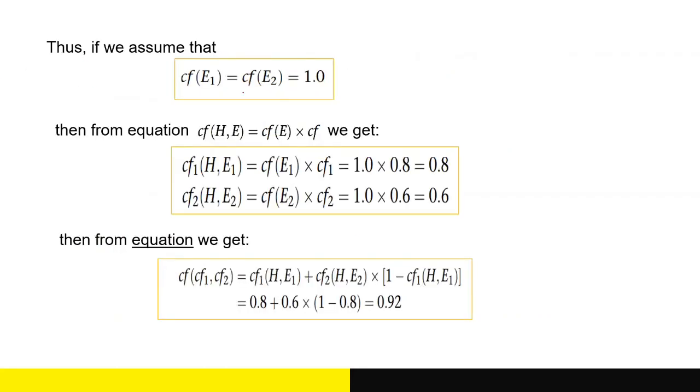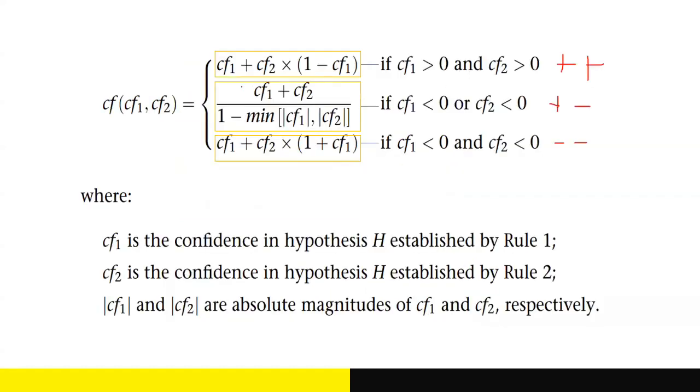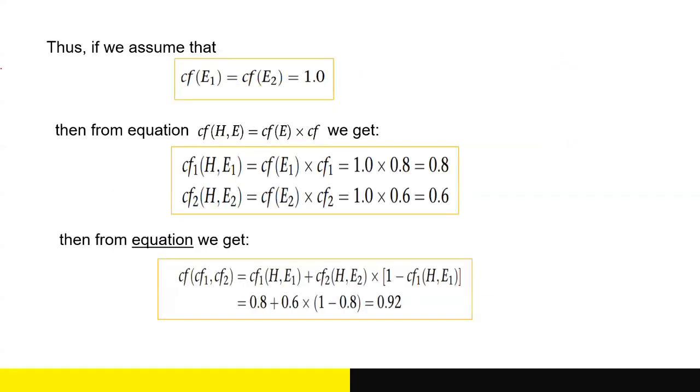So thus, if we assume that certainty factor of evidence 1 and certainty factor of evidence 2 are equal to 1, so both positive siya. So ang gagamitin po natin is this one. So, from the equation, kung natatandaan po natin is the single antecedent. So, certainty factor of hypothesis given evidence is equal to certainty factor of evidence multiplied by certainty factor. So, for the certainty factor 1 of hypothesis given evidence 1, since positive 1 po siya, then multiplied by 0.8, which is the certainty factor 1.